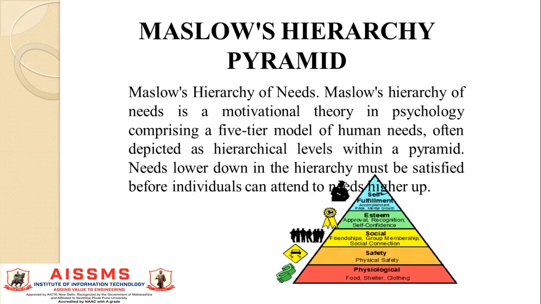Once this is also satisfied, the person looks for the social life, where we have connections with our friends, group members, and other social connections. Once this is achieved, we go for recognition, approval, and self-confidence, which comes under esteem. And finally comes the topmost part of the pyramid, which is self-fulfillment, which is accomplished by mental growth.